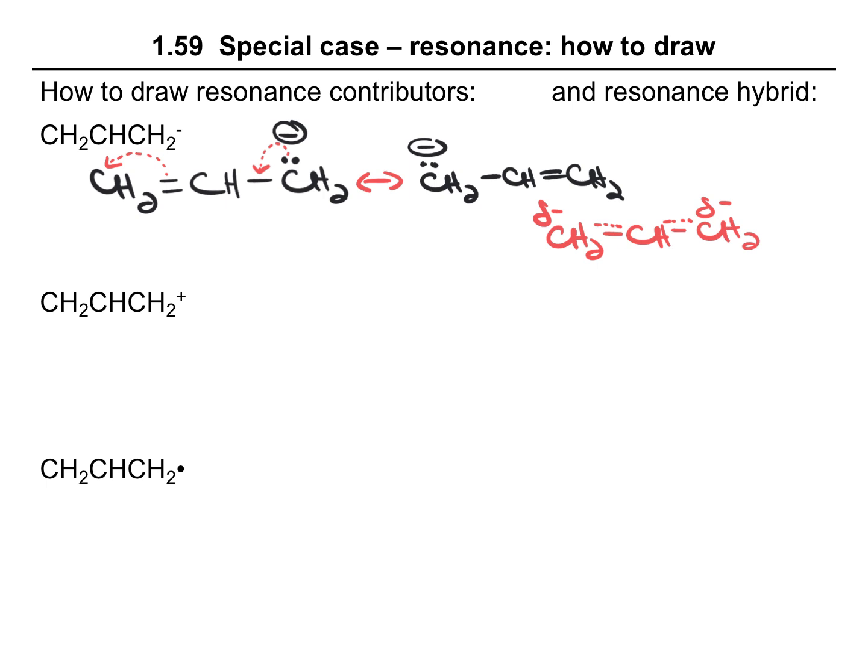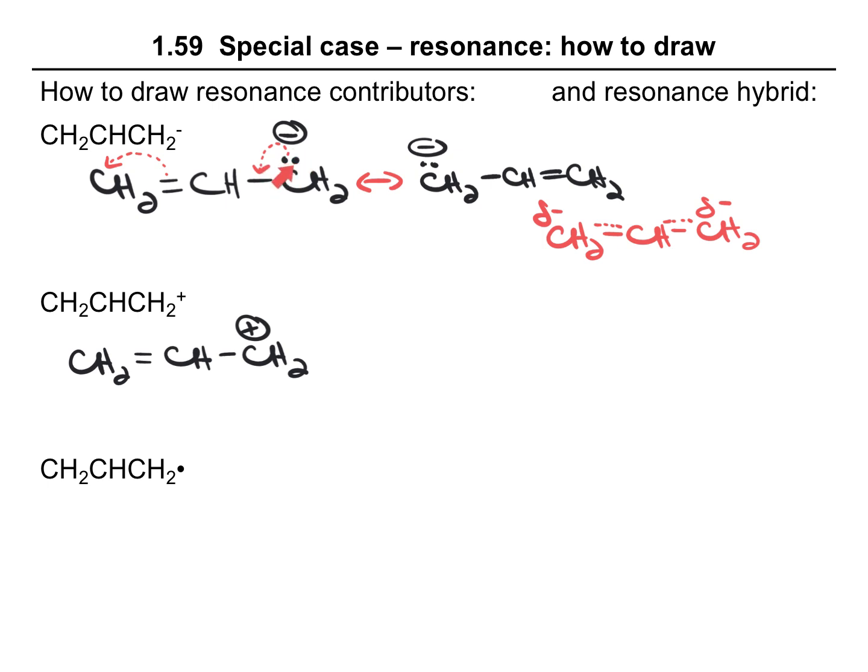In our next example, once again, we have our CH2, which must be double bonded to a CH, which is single bonded to a CH2, and now this carbon must have a positive formal charge because it only has 3 bonds.